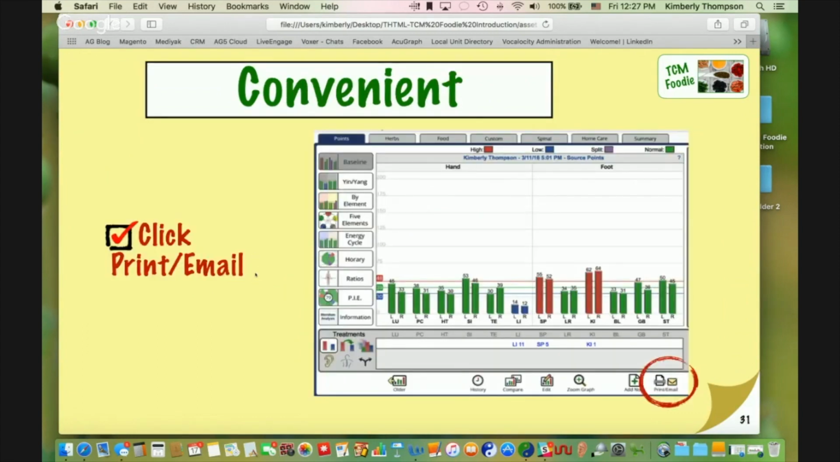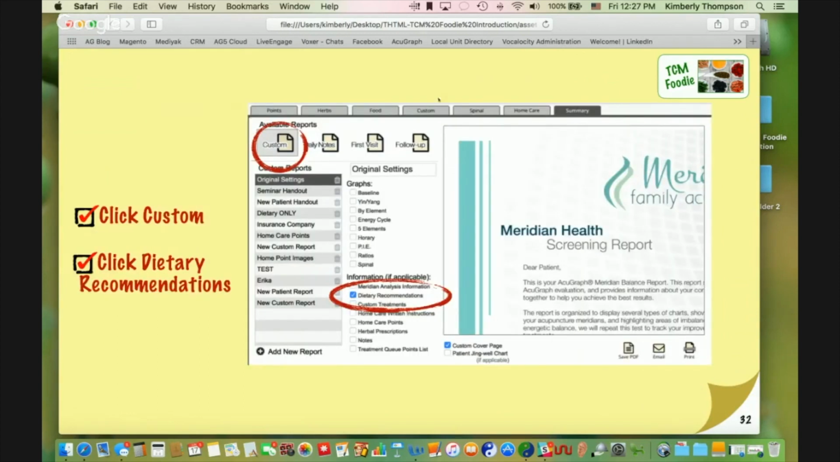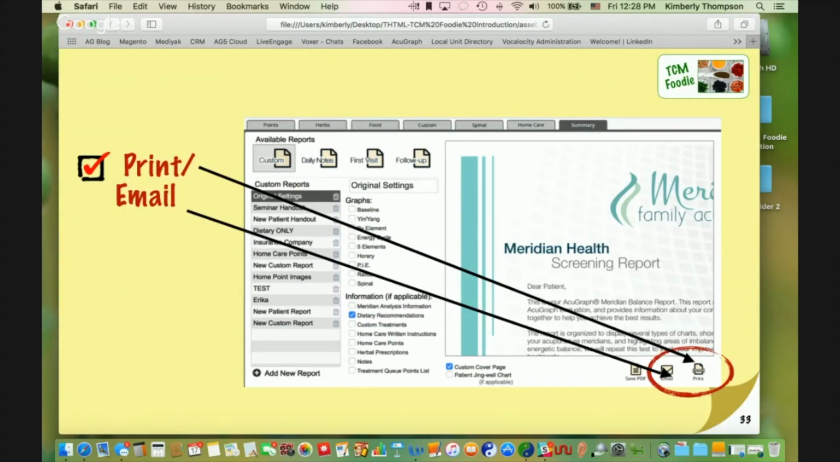Then it's very convenient for you to give this information to your patient. After you've done your dietary recommendations, come back to your graph and click print/email. And then it'll take you to this page. This page has my custom cover page written over here, but click on custom and then click on dietary recommendations. And then you can either email or print. If you click print, it'll print a grocery list right in your office that you can hand to the patient. And then the other is to send an email, obviously.